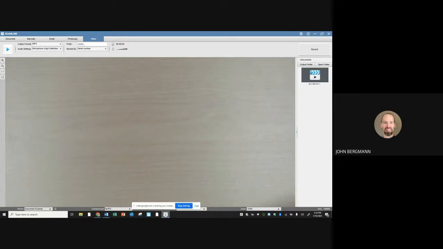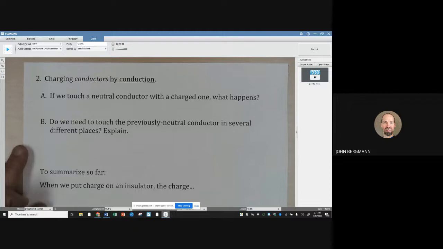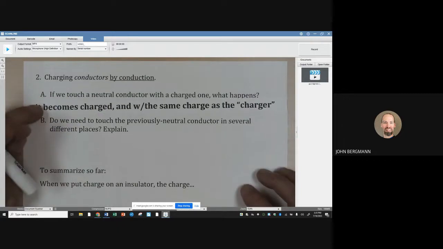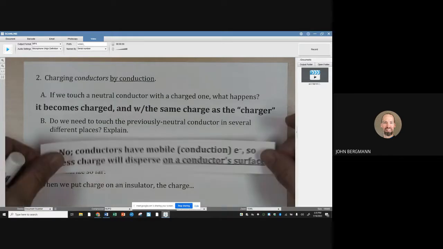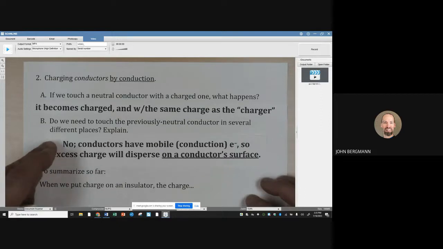Now let's deal with charging conductors by conduction. If we touch a neutral conductor with a charged one, what happens? Well, the formerly neutral one becomes charged, and it will have the same charge as the charger. Do we need to touch the previously neutral conductor in several different places? You remember this is what we had to do when we were charging an insulator. And the answer here, though, is no.